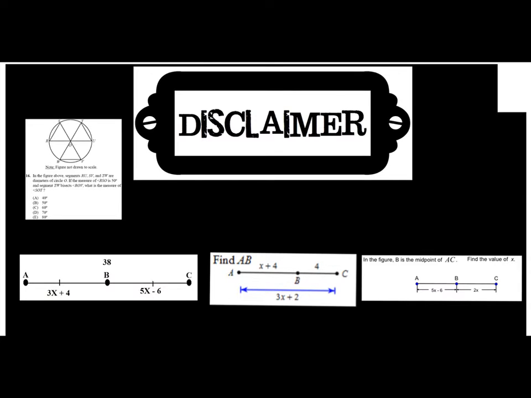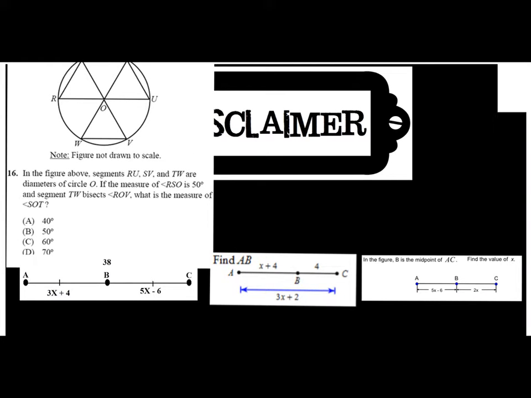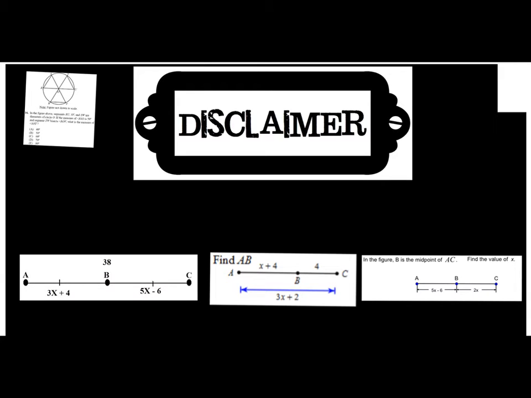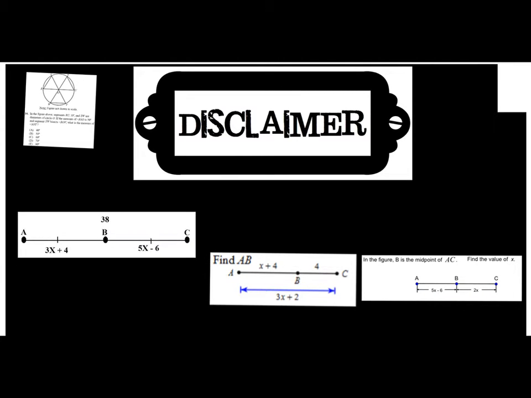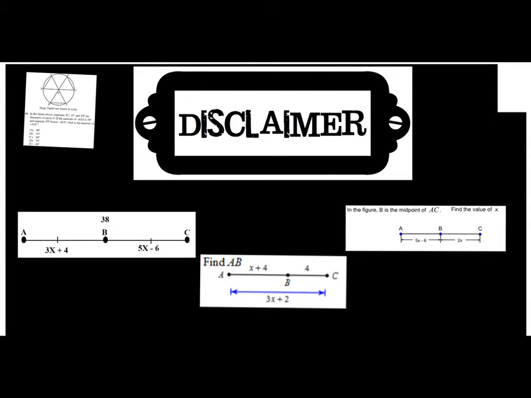A quick disclaimer. In geometry, a lot of times you're going to have problems, and we don't have to do this one, but I just wanted to show you that a lot of times it says figure is not drawn to scale. What that means is I don't want you assuming a picture is drawn a particular way or a particular length. So if you're looking at all three of these pictures that I've given you, these are all problems that you're going to be doing soon. And I want you to look at them. I don't want you to assume anything.